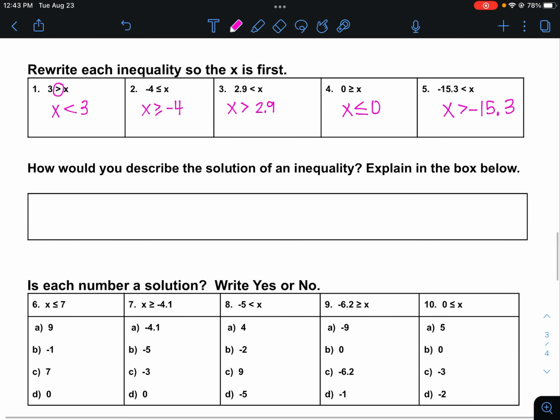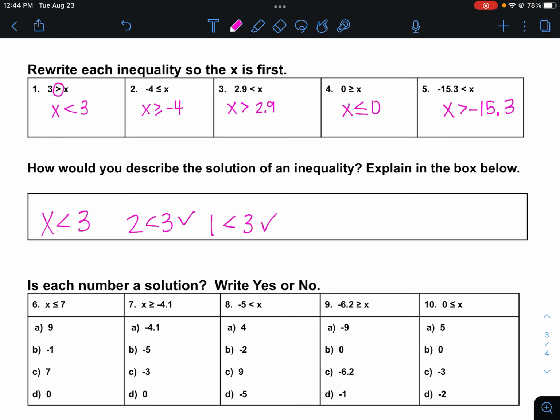How would you describe the solution of an inequality? If I use the example X is less than 3, the numbers that would work to make that statement true are numbers less than 3. So 2 is less than 3, that works. 1 is less than 3. In fact, negative 1 is less than 3. Because all of those number scenarios work, we can say that solutions to inequalities have many answers.